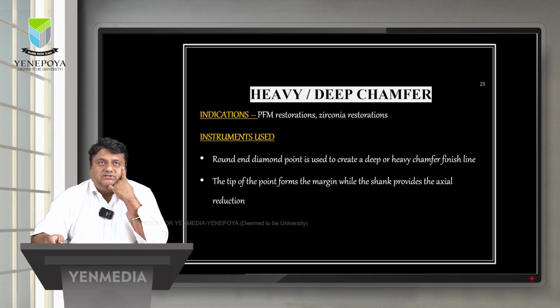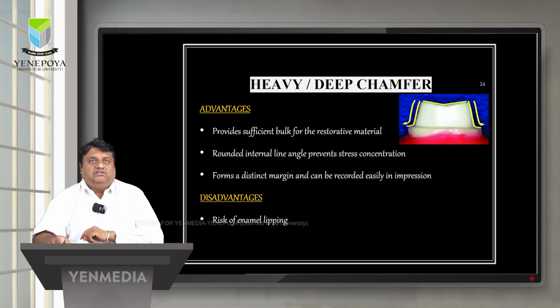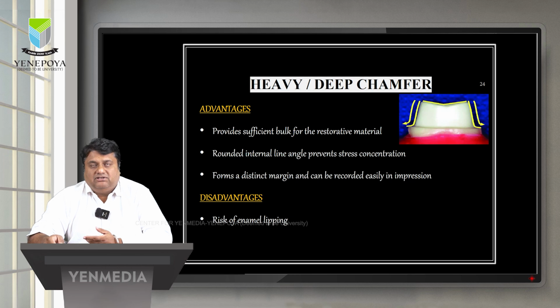The instrument used is a rounded diamond point to create a deep or heavy chamfer finish line. The tip of the point forms the margin, while the shank provides the axial reduction. So what are the advantages? It provides sufficient bulk, because the tooth reduction is around 1.4 to 1.8 mm. So it gives a good thickness for your layered ceramic, so it is more aesthetic.